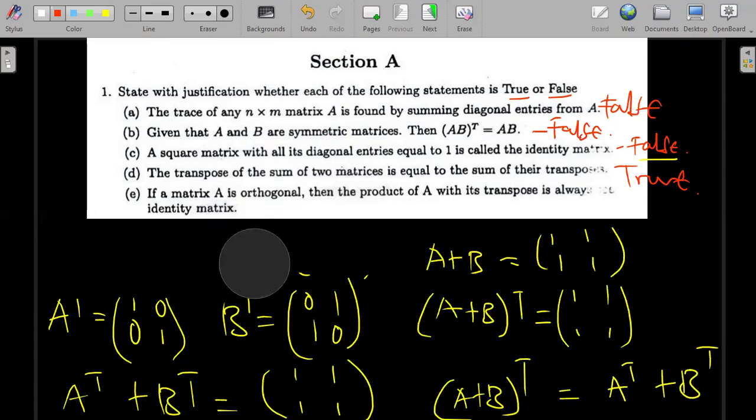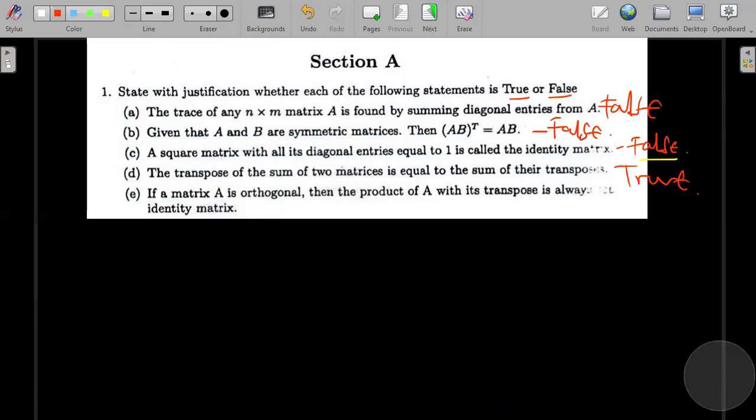All right, let's look at E. On E, they're saying if a matrix A is orthogonal, then the product of A with its transpose is always the identity matrix. Is that true or is it false? Anyone who can try?